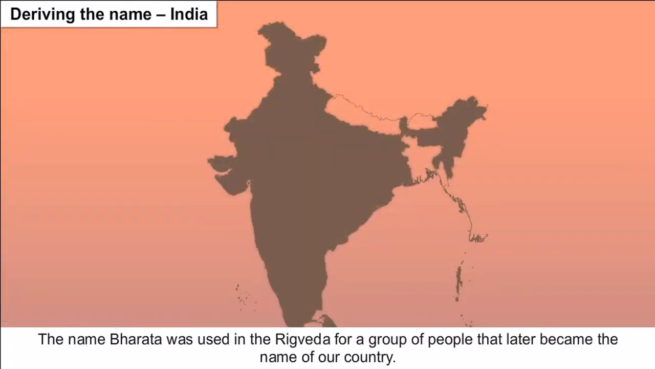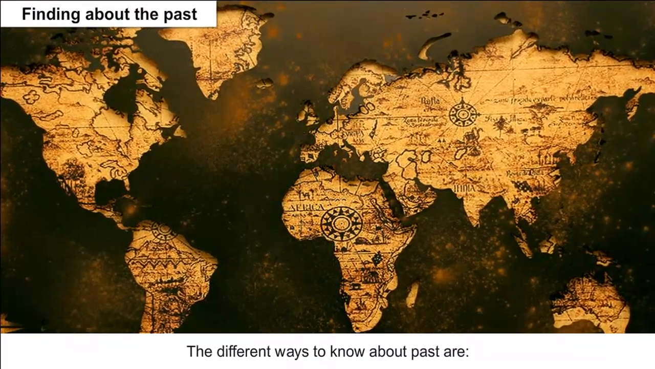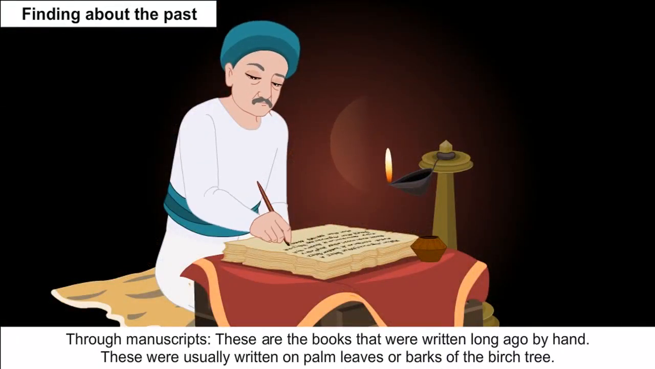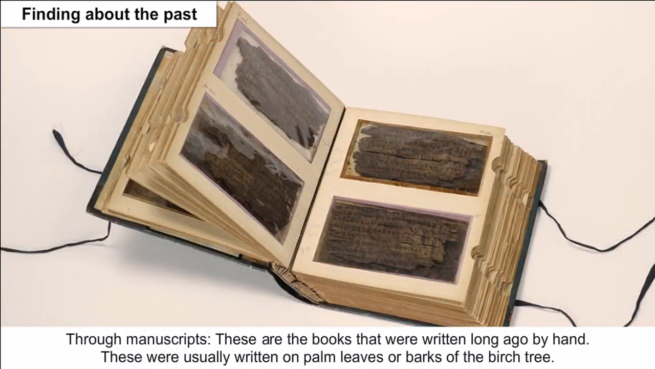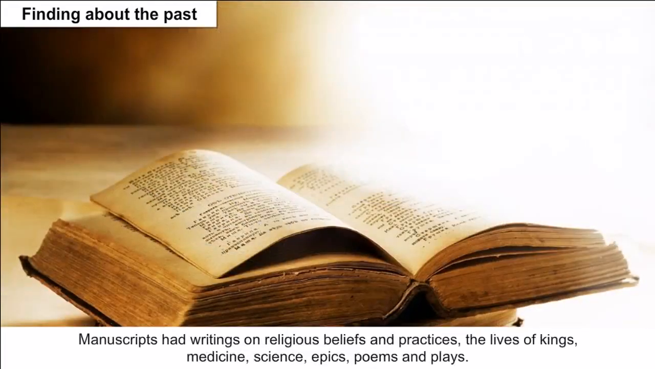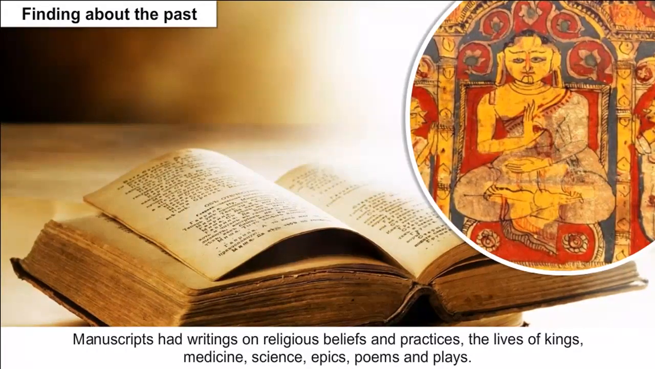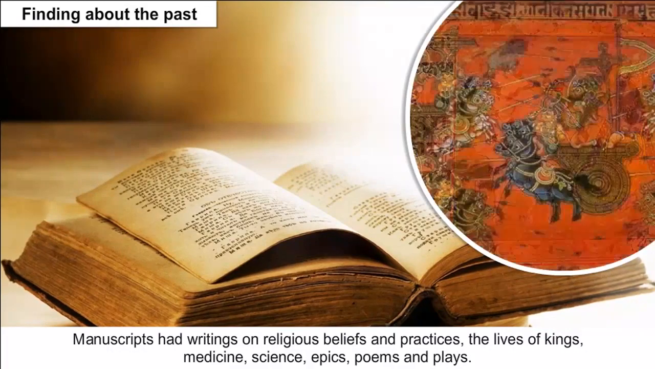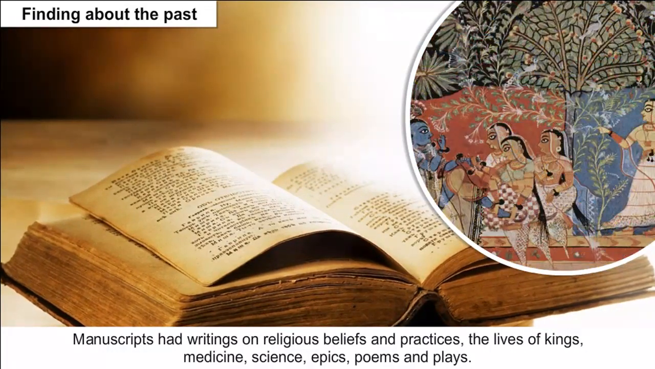Finding about the past. The different ways to know about the past are through manuscripts. These are the books that were written long ago by hand. These were usually written on palm leaves or barks of the birch tree. Manuscripts had writing on religious beliefs and practices, the life of kings, medicines, science, epics, poems and plays.